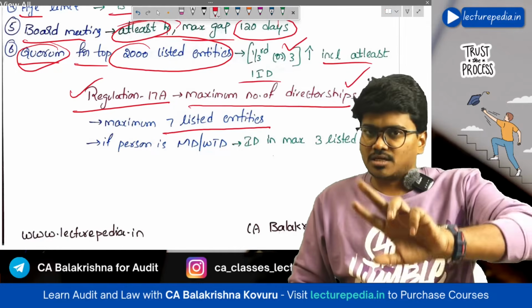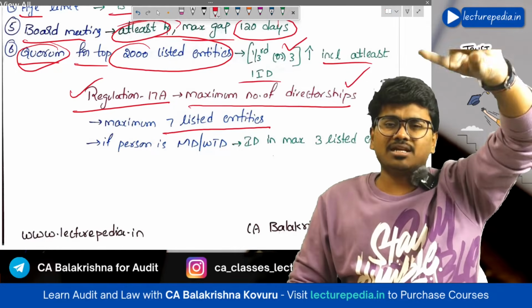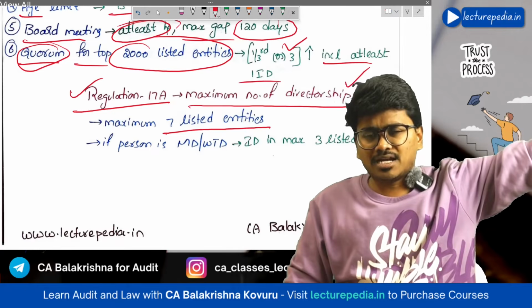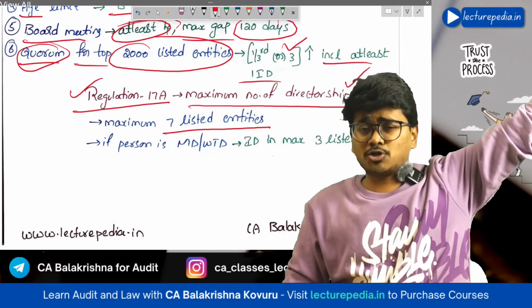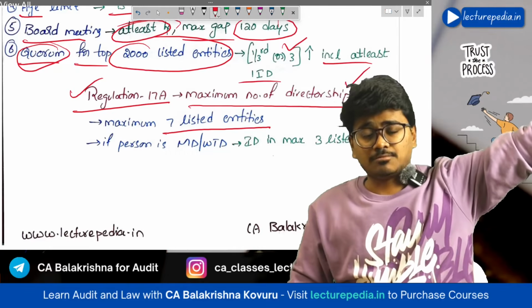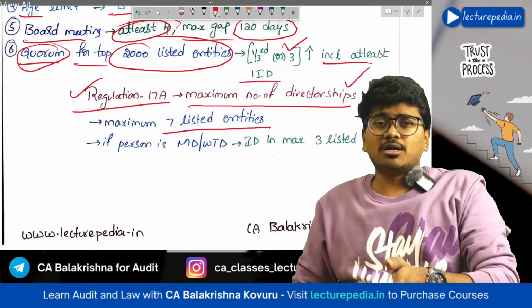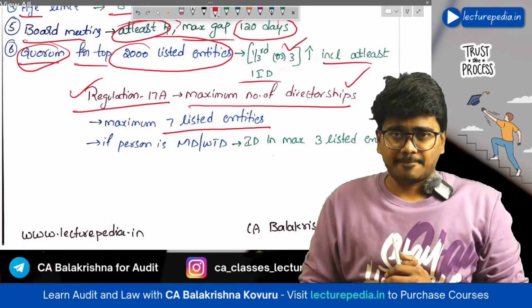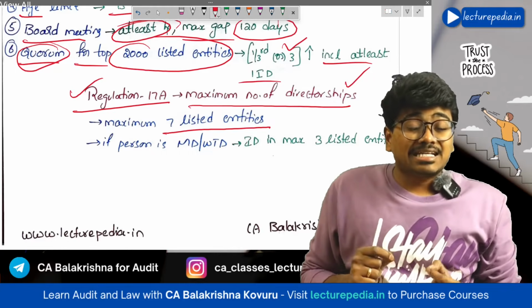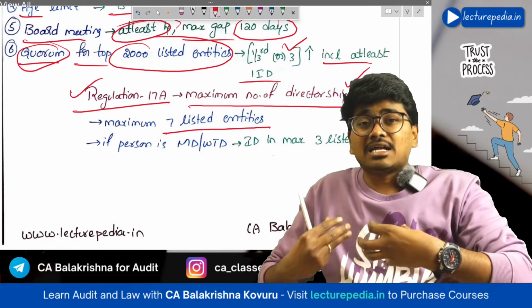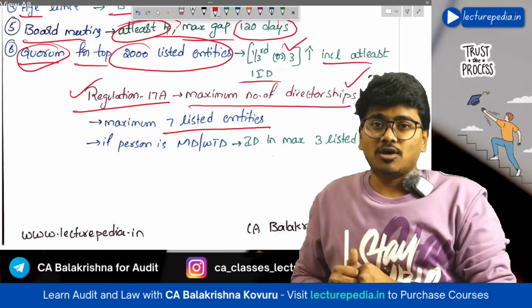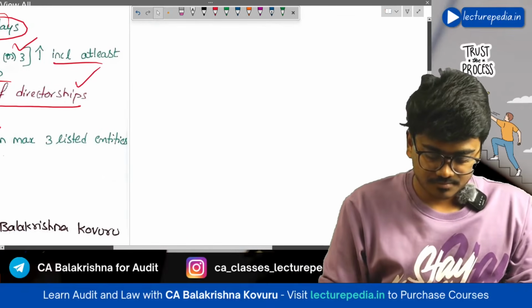In the Companies Act also there is a separate requirement with respect to the maximum number of directorships that will include private companies also. Here we are speaking only about listed companies. Next, if you are acting as a managing director or a whole time director in any of the companies, see, Mr.